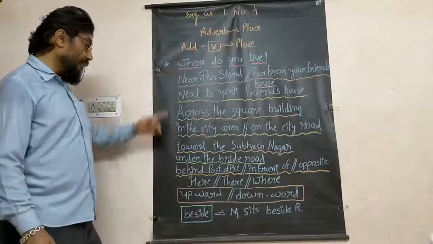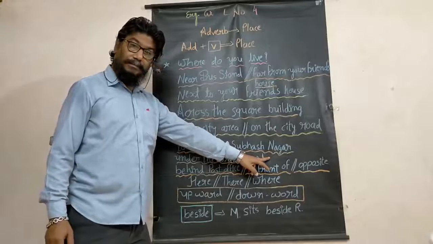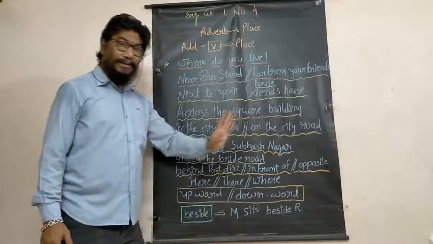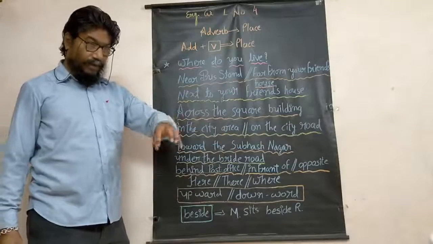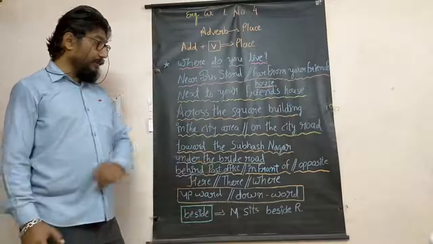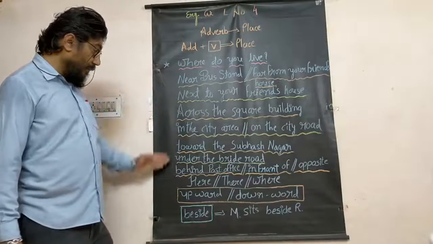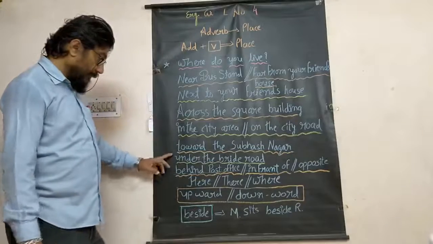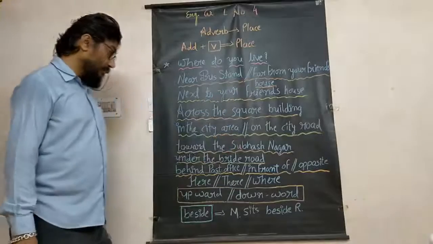Next to that, where do you live? Towards the Subhash Nagar. Where do you go? I go towards the Subhash Nagar. A well-known area of the city. A huge, big area of the city. Where do you live? Behind a post office. Behind. Towards, in, across, next, near, far, on.